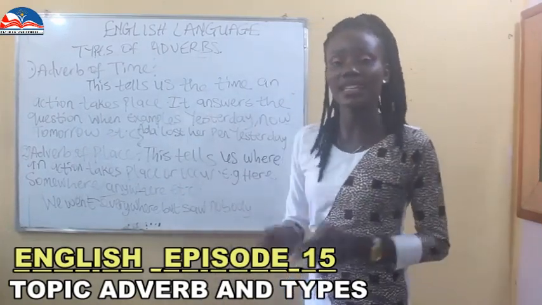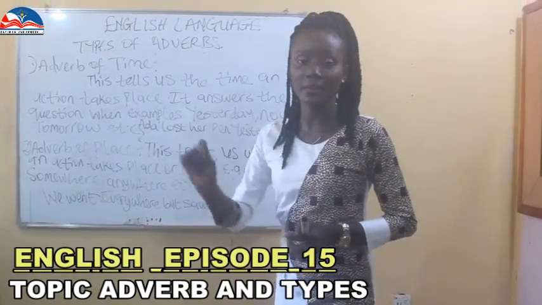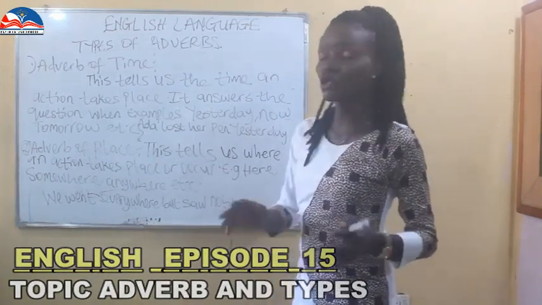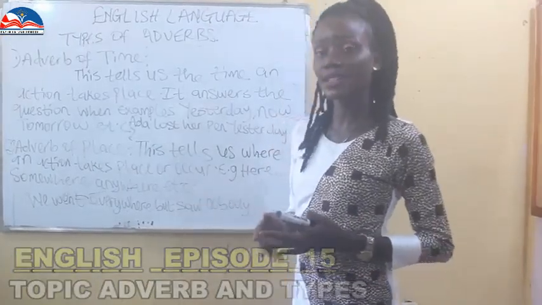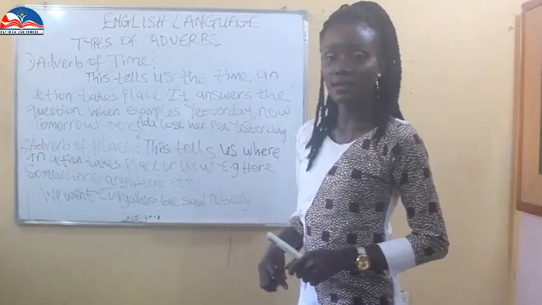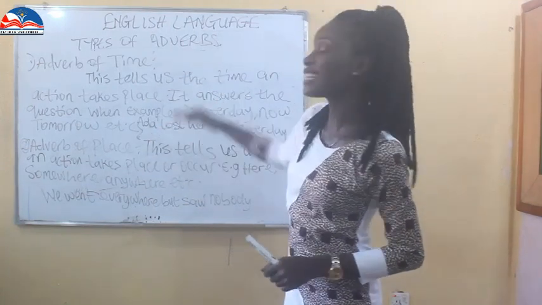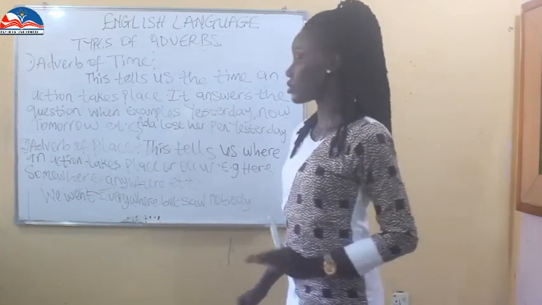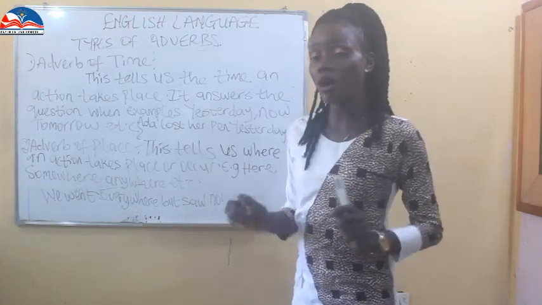Adverb of time tells us the time an action took place. Ada lost a pen yesterday. I am writing now. Adverb of time, now. Adverb of place, we went everywhere but saw nobody. I am here. Adverb of place, here, the place. The difference between adverb of time and place: adverb of time tells us the time an action takes place, while adverb of place tells us the place where an action takes place or occurs.